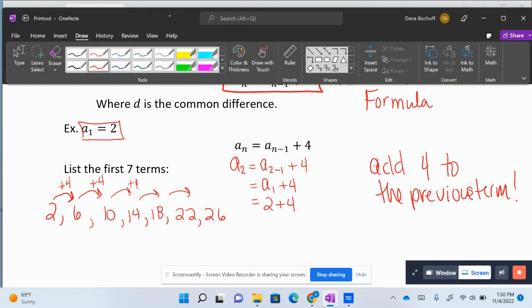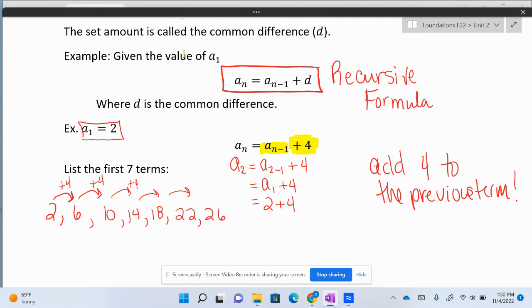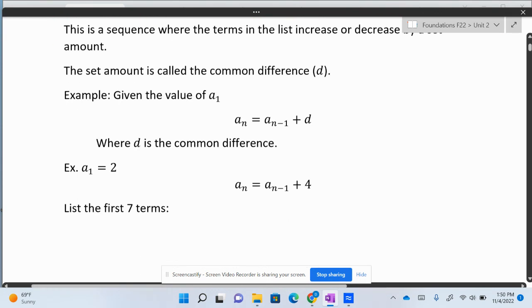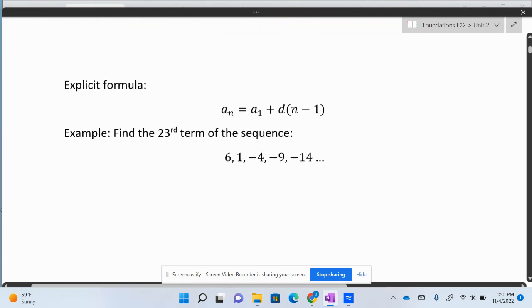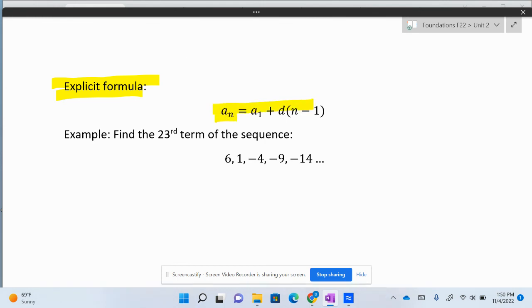The common difference, the thing that we're adding, is right here. This tells you what you're doing to each term. This is saying take the previous term and add 4 to it. That's recursive. Okay? Flip your paper over. And so we can talk about explicit. So this is the explicit. This is the little piece of paper that I gave you at the beginning.